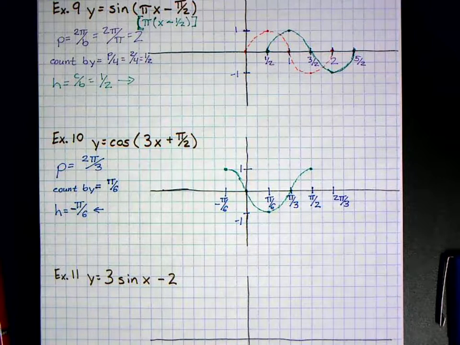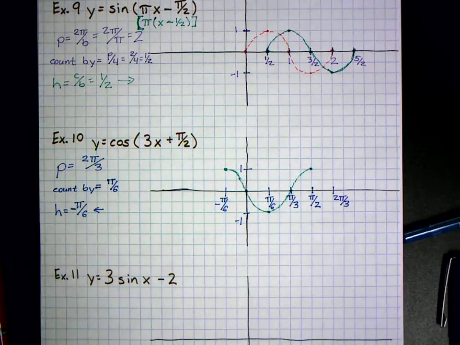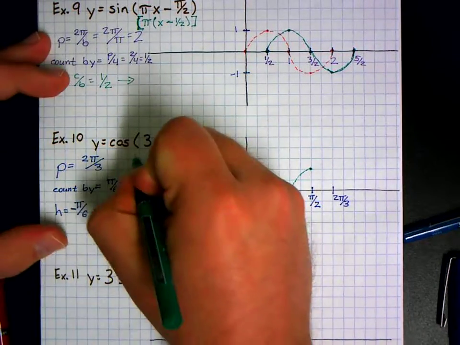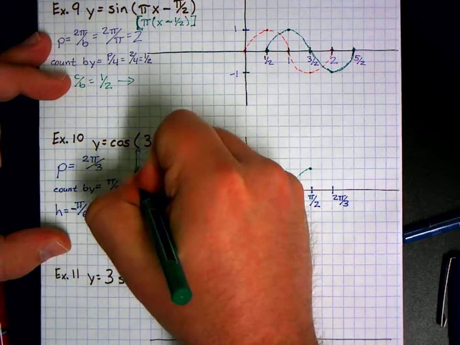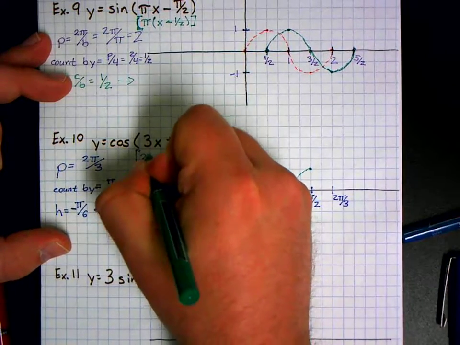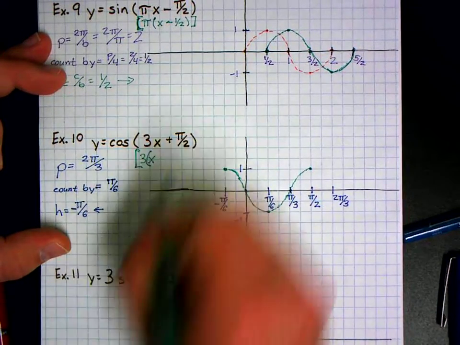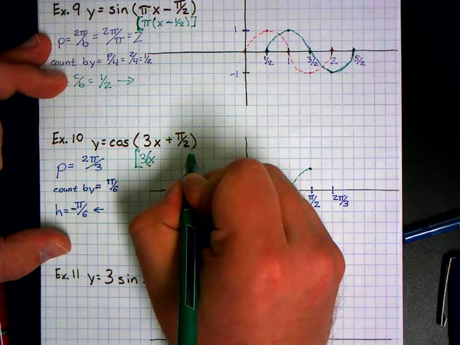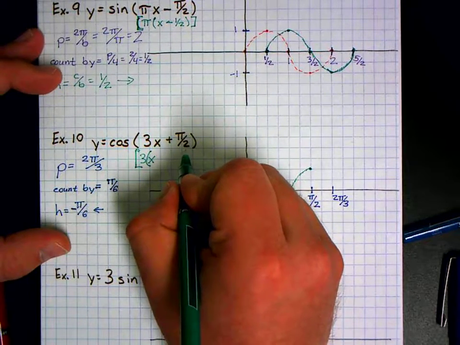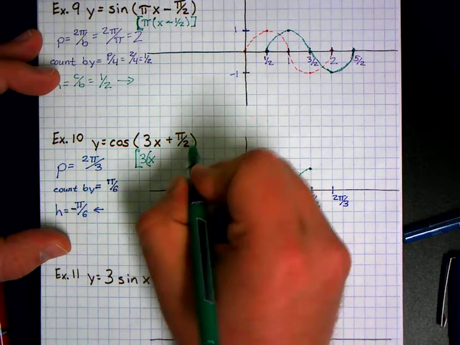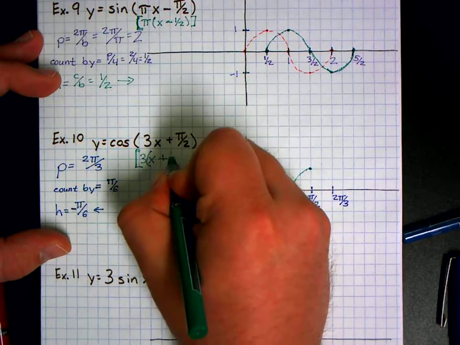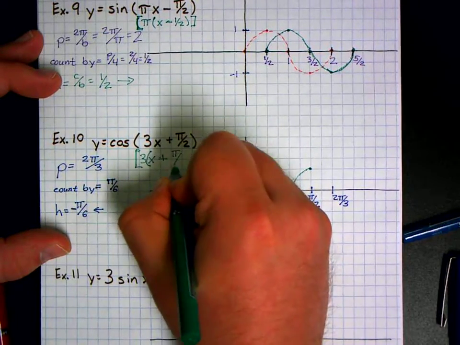Major questions. You guys, how do I get the H? With the H, you have to take this and you have to pull out the 3. So then pi over 2 divided by 3. So that's the same thing as pi over 2 times 1/3. So it would be plus pi over 6.